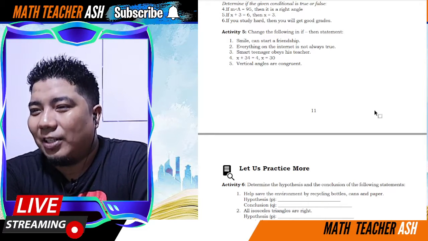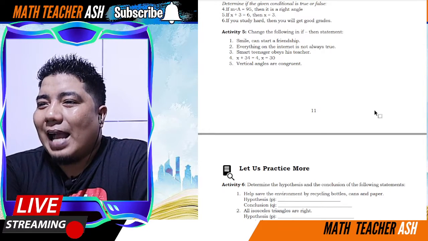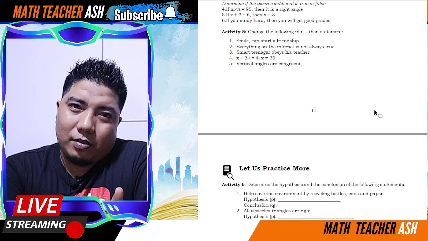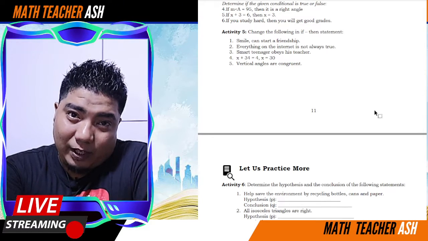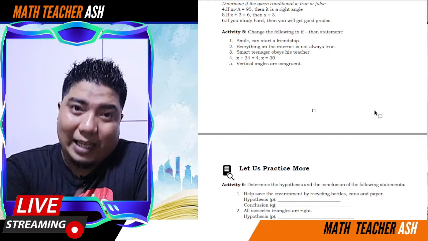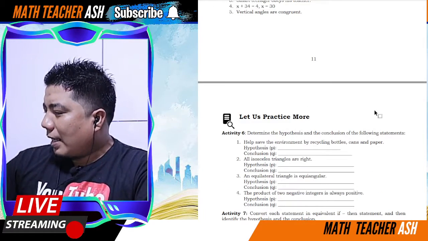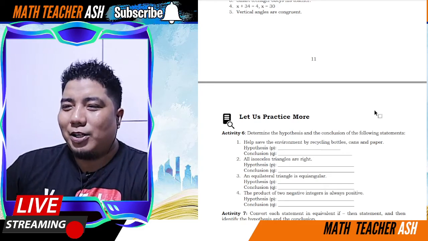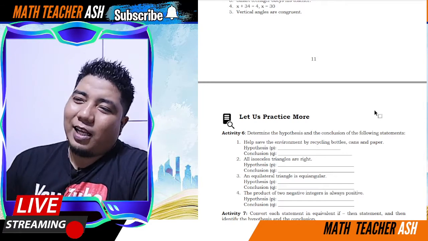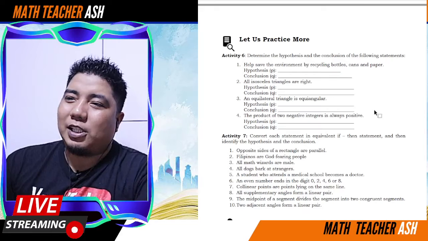Alright, ganon. Vertical angles are congruent. If an angle is vertical, or if angles are vertical, then they are congruent. Ganon. Alright, napakadali lang, my dear math learners. Easy, right? Yes, easy lang talaga. Now, let us practice more.